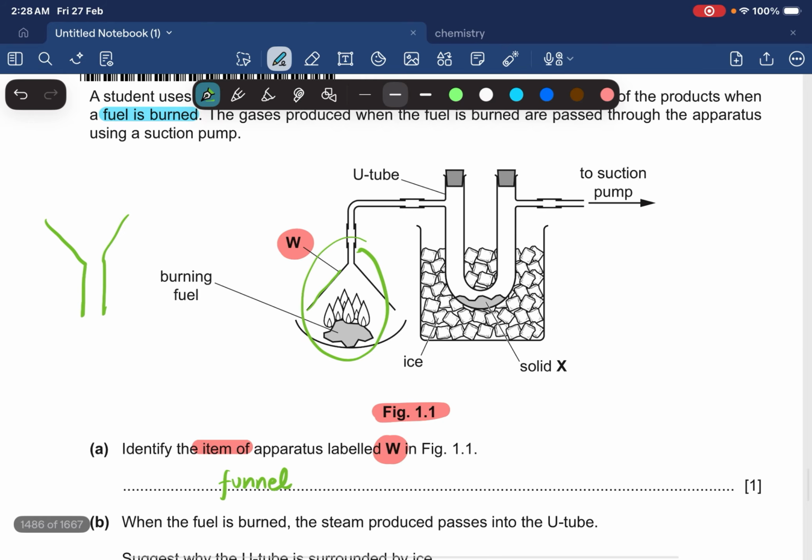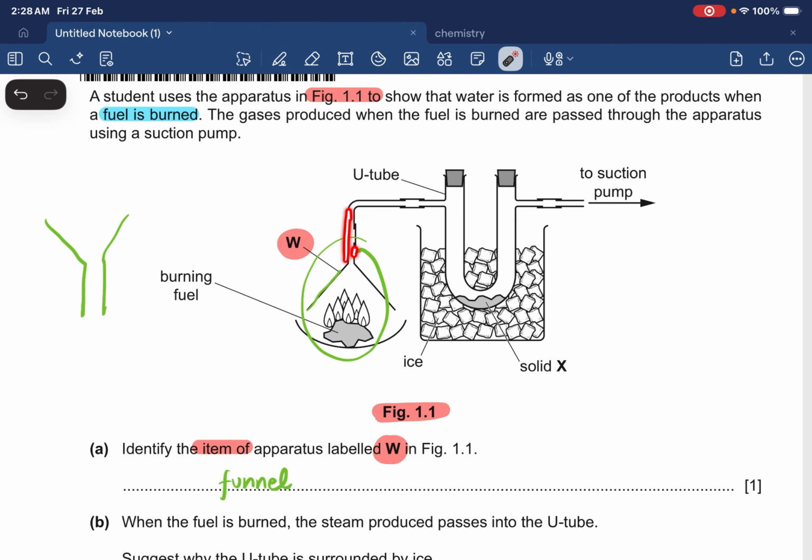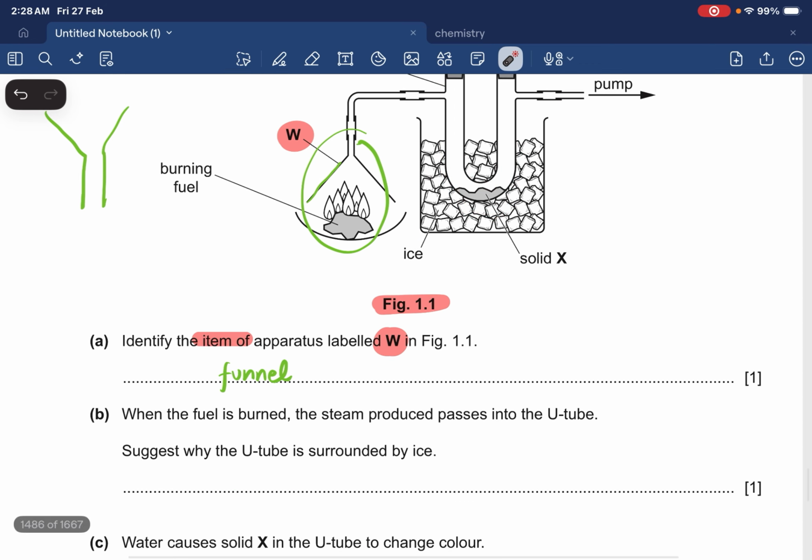Let's see other things as well. What is this thing? This small tube, that's called a delivery tube. What is this thing called? That's called an evaporating dish. What is this thing called? This is a beaker. So this is a U-shaped flask. You should know all these names. When the fuel is burned, the steam produced passes into the U-tube.